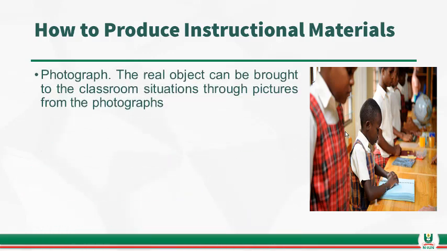So let's continue. We still have photograph. This is the real object that can be brought to the class situation through pictures from the photograph. There are some instruction materials that cannot be brought to the classroom because they are bulky, they are dangerous. Like a wild animal, there's no way we can bring an animal like a lion to the class. But in teaching wild animals, they are very important to talk about. We can go to the zoo where we can find them, take their picture, and take it to the class. So these are the importance of using photograph.